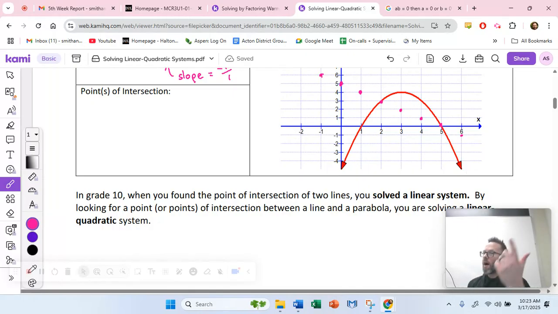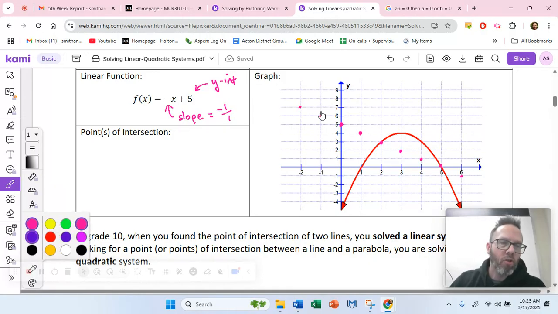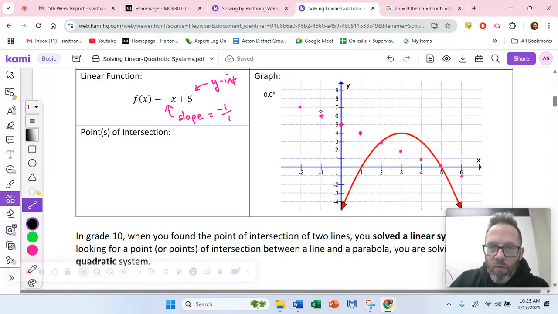Yeah, it looks like this line and this parabola meet twice. That's very interesting. So let me just graph this line using my straight line tool. Very nice.